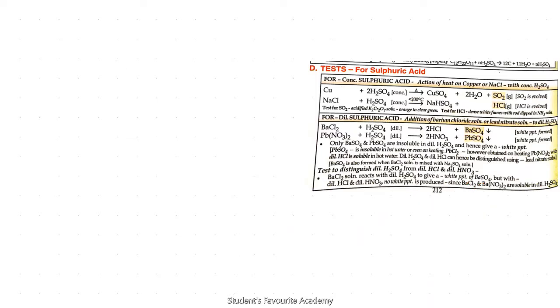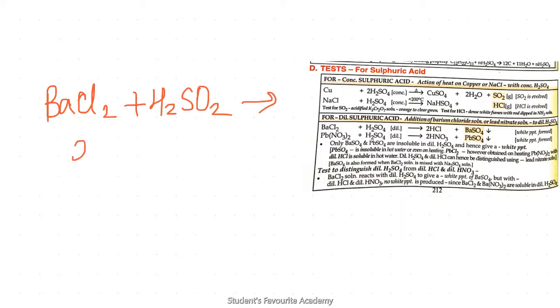Okay, which test does it give? Whenever we react barium chloride with dilute sulfuric acid, children, this is my barium chloride. If I react it with dilute sulfuric acid, what is formed? HCl is formed, of course, and then the white precipitate of barium sulfate is formed. And then how can you test whether BaSO4 is there? For BaSO4, what is the test, children, if you just have a look.